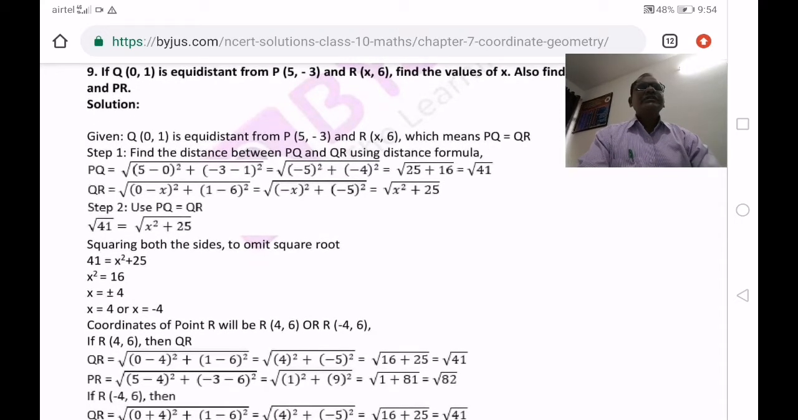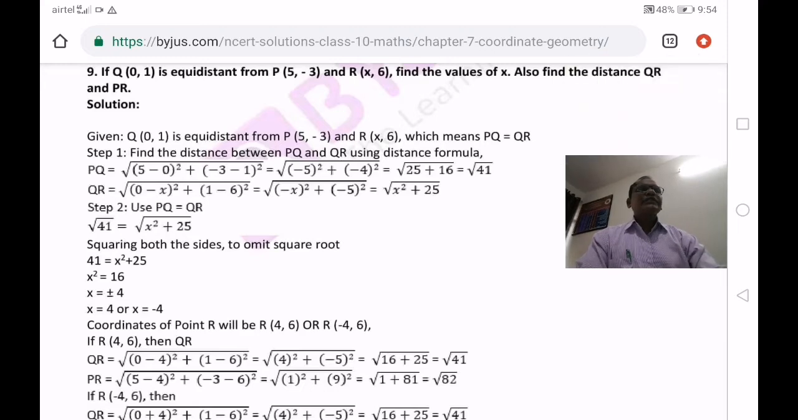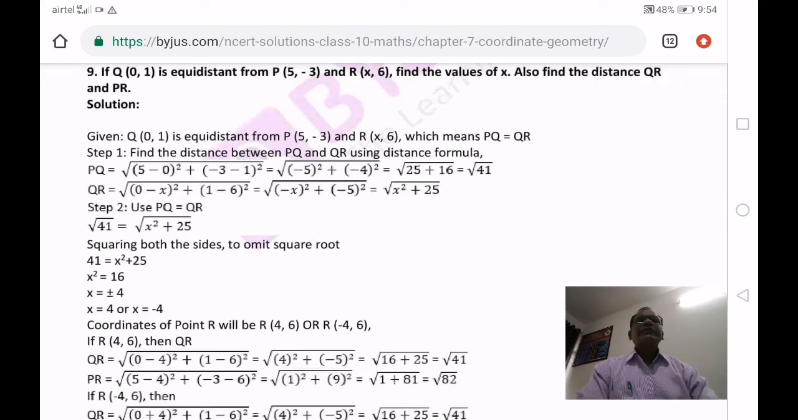Today we are going to take the revision 7.1 exercise, that is the ninth problem. Yesterday we completed up to the 8th problem. Now today we are going to start the revision from the ninth problem. The ninth problem is: if Q(0, 1) is equidistant from P(5, -3) and R(x, 6), find the values of x. Also find the distances QR and PR.